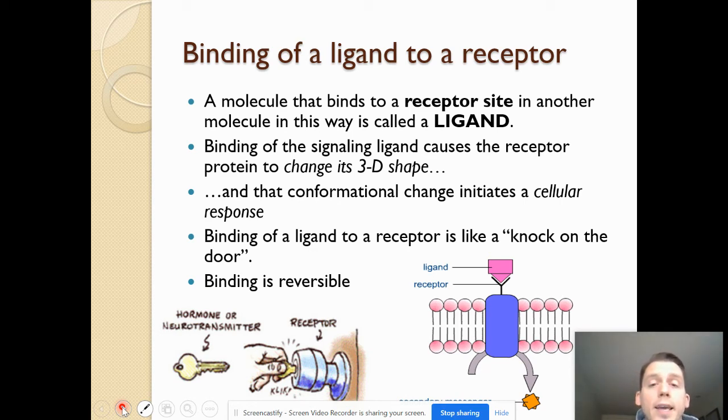The binding of a ligand to a receptor is like a knock on the door. And the binding is reversible. The ligand does not stay there forever. And if you think about that, that should make sense. We don't want the signal to last forever because conditions change, right? The signal is in response to something that's happening, some change in the environment or internally in the organism. So we only want the signal at the appropriate time. So this has to be reversible for it to work.